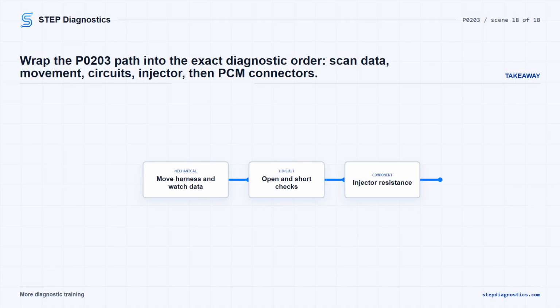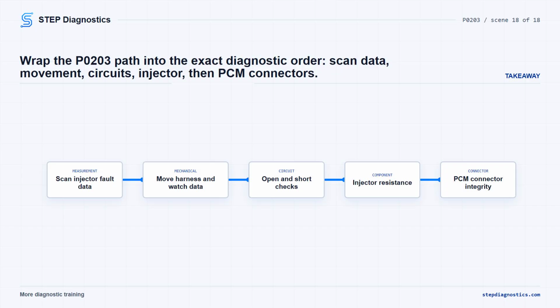After any circuit repair, injector action, connector correction, or PCM actions supported by the diagnostic path, clear the PCM codes, repeat the self-test, and confirm the code stays gone. The clean way through P0203: scan data first, harness movement second, then open, short to ground, short to voltage, short between circuits, injector resistance, and finally PCM connector integrity.